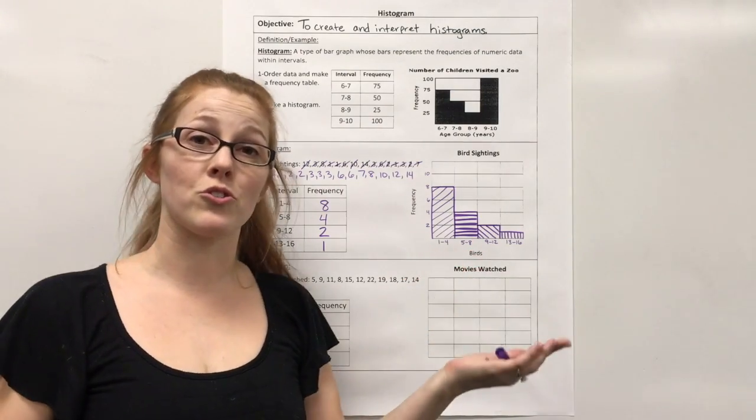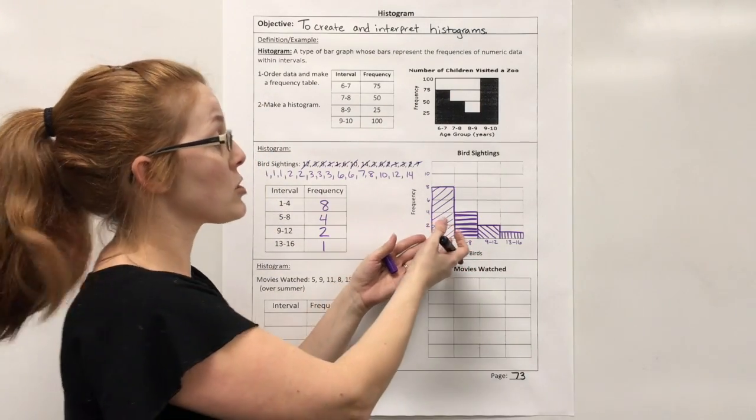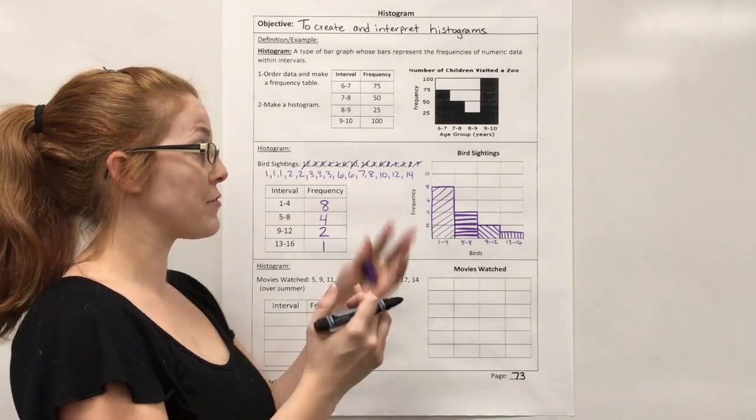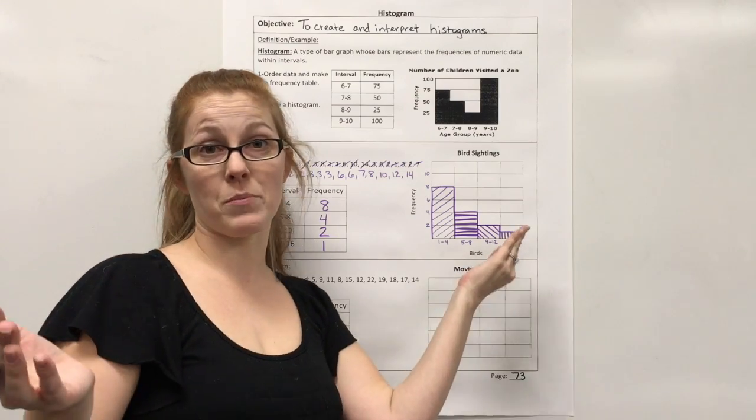And I could draw some conclusions now. I could say, you know, most people saw from 1 to 4 birds. Or I could say it's very rare to see over 13 birds.